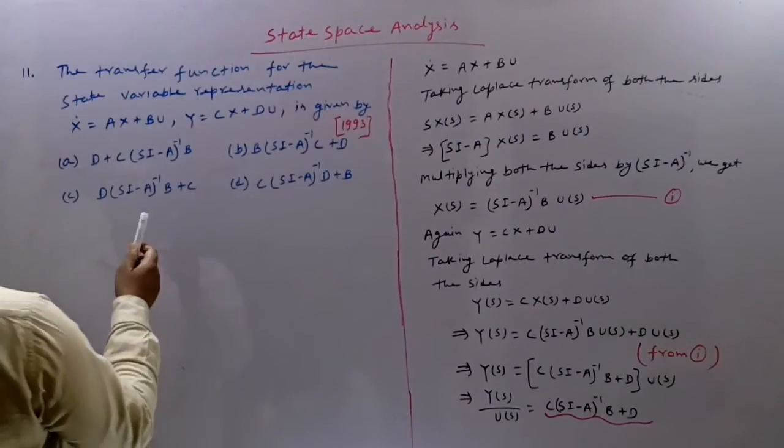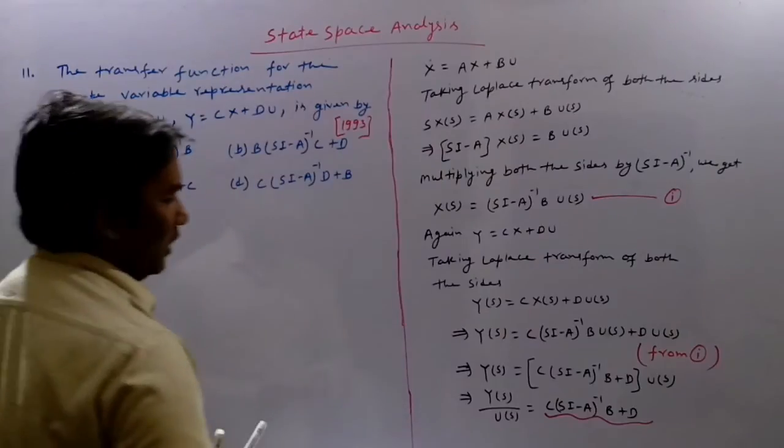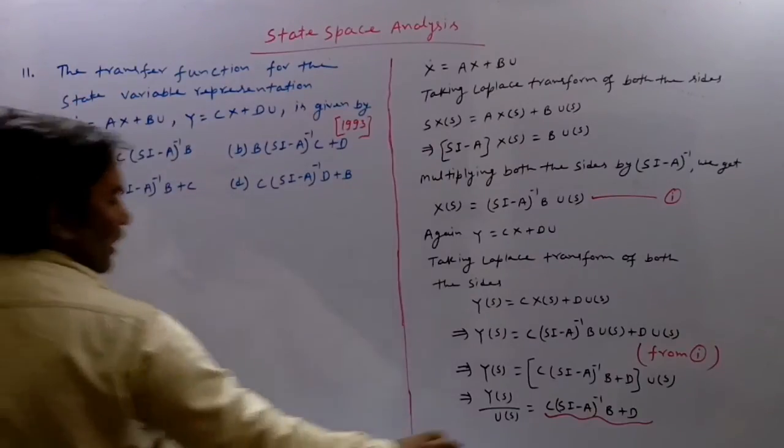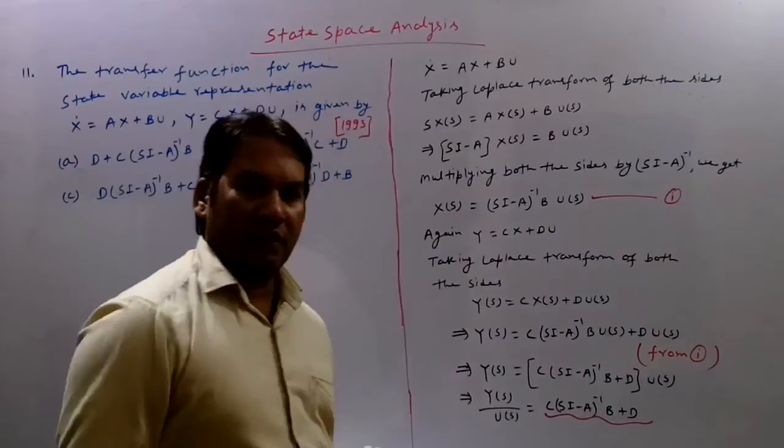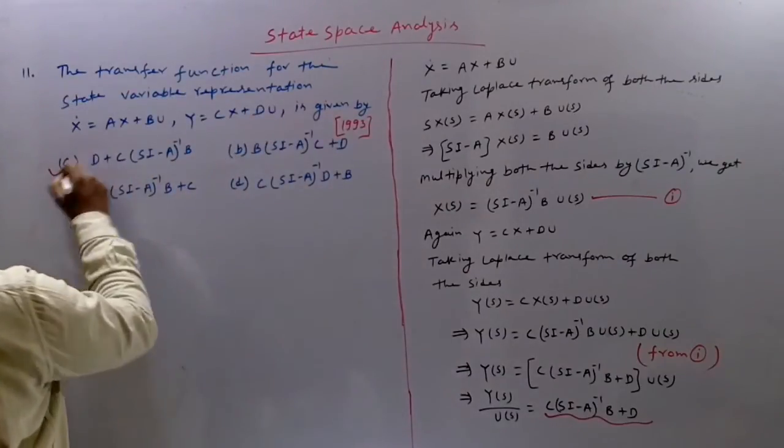C(sI minus A) inverse B plus D, because the addition of matrices can be interchanged. So option number A is correct.